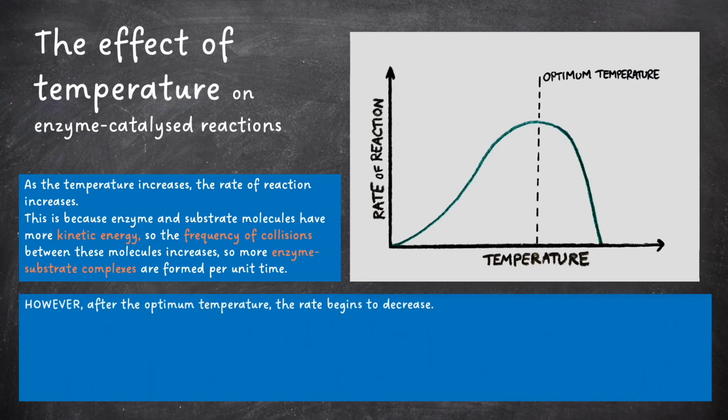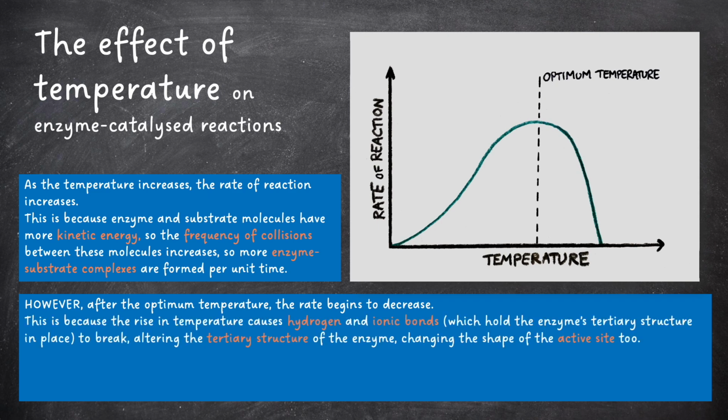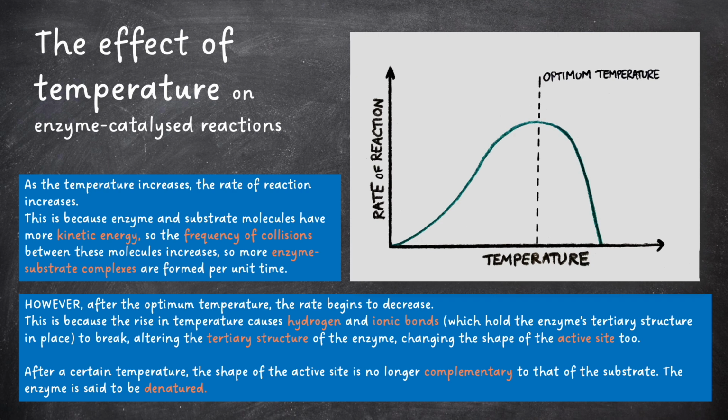However, after the optimum temperature, the rate begins to decrease. This is because the rise in temperature causes hydrogen and ionic bonds, which hold the enzyme's tertiary structure in place, to break, altering the tertiary structure of the enzyme, changing the shape of the active site too. After a certain temperature, the shape of the active site is no longer complementary to that of the substrate. The enzyme is said to be denatured.